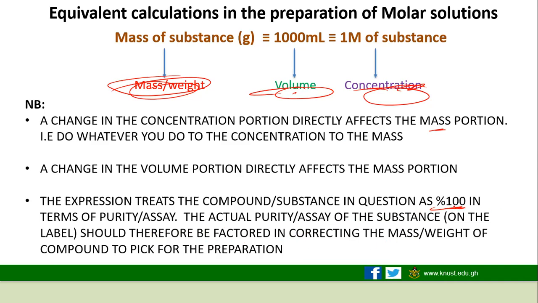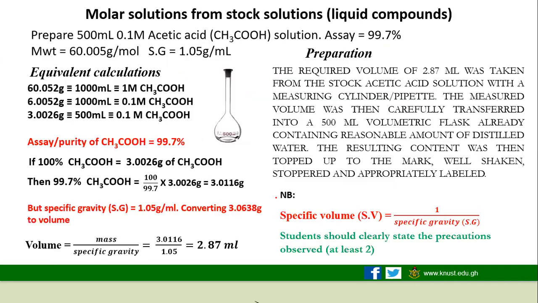So I said if it's not 100%, you cannot take the value that you got here after doing the equivalent calculation, but you have to what? Factor the assay or purity before you pick your volume to prepare your solution. Good. So we have samples to try.